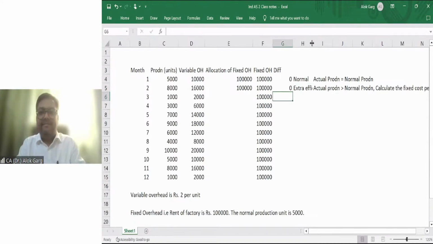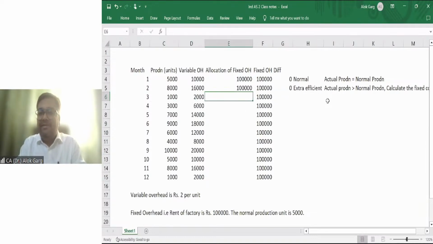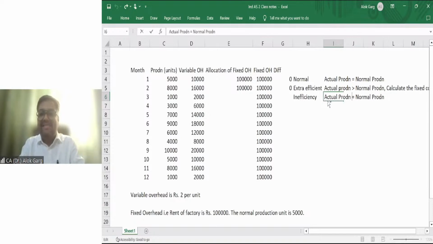And here, your production is only 1000. It means there is some inefficiency. The actual production is less than the normal production. What will happen in this case?